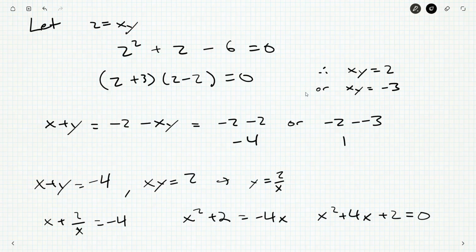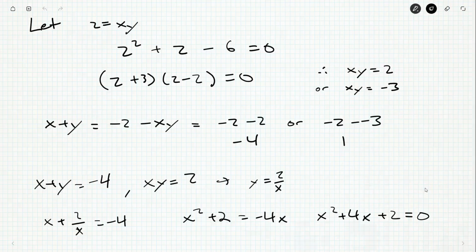But I can't think of any two things that multiply to 2 and add to negative 4 there. If I could, I would have solved it a while ago. So we'll use the quadratic formula. But this is much better. This is much more productive than what I originally tried. Sometimes you just don't see the right thing.